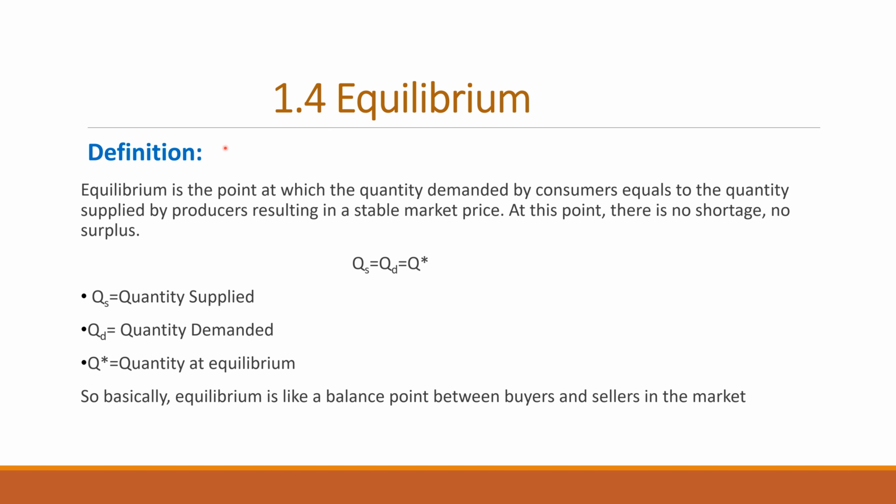Let's first look at the definition. Equilibrium is the point at which the quantity demanded by consumers equals the quantity supplied by producers, resulting in a stable market price. At this point, there is no shortage, no surplus. The market price is stable here. Here we can see QS is equal to QD is equal to Q star. QS means quantity supplied, QD means quantity demanded, and Q star is the quantity at equilibrium. So basically, equilibrium is like a balance point between buyers and sellers in the market.